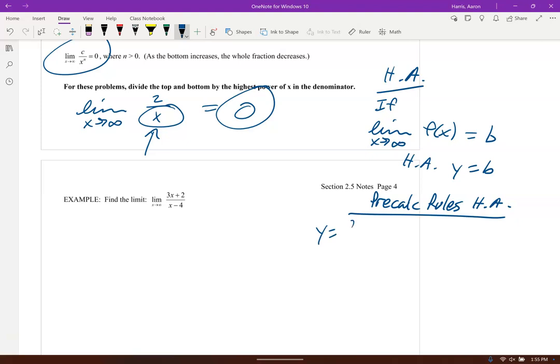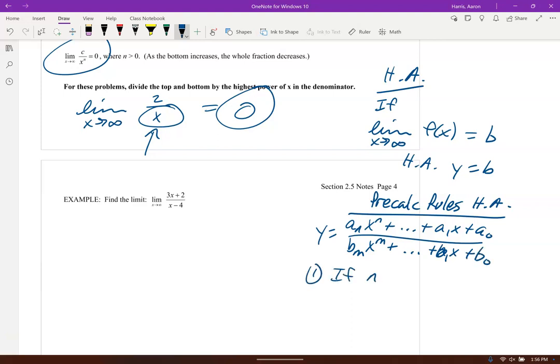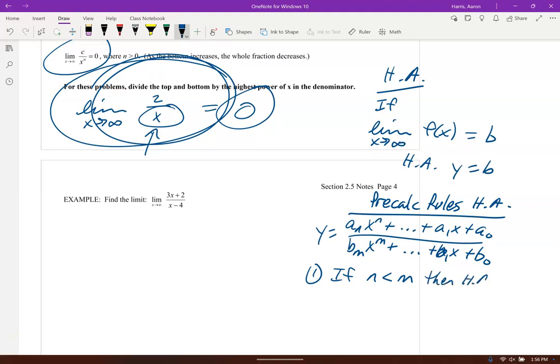Anytime for rational functions, we did it for rational functions in there. If I have one polynomial over another polynomial, if the degree of the top is less than the bottom, kind of like this case over here, like 2 over x to the 1, the degree of the top is 0, the degree of the bottom is 1, then your horizontal asymptote was y equals 0.